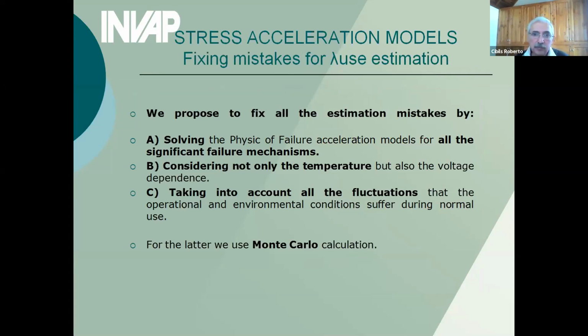Okay. We have found some mistakes in the old ways to estimate the failure rates, and we propose here to fix these estimation mistakes, in first place, by solving the physical failure acceleration models for all the significant failure mechanisms. In second place, by considering not only the temperature, but also the voltage dependence. And finally, and the most important one, by taking into account all the fluctuations that the operational and environmental conditions produce during normal use. In this case, we make a calculation with Monte Carlo to show that the result is very different using a constant temperature and a constant voltage, versus taking into account all the fluctuations that are produced in the real use of the component.